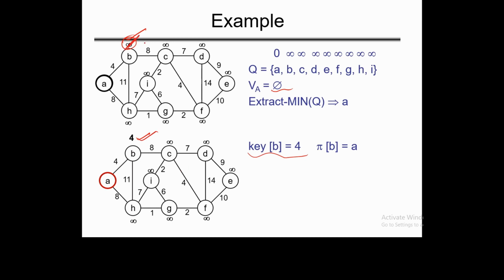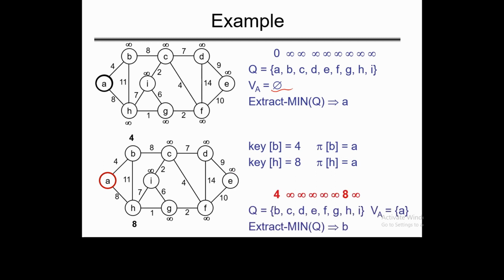And suppose it happens that here its key was 2 and this is 4, then there is no change: neither its parent changes nor its key changes. Okay. So after adding this, key of B will be 4 and pi of B, the parent of B, will be A. Okay. Now key of H is 8 and pi of H is A here.